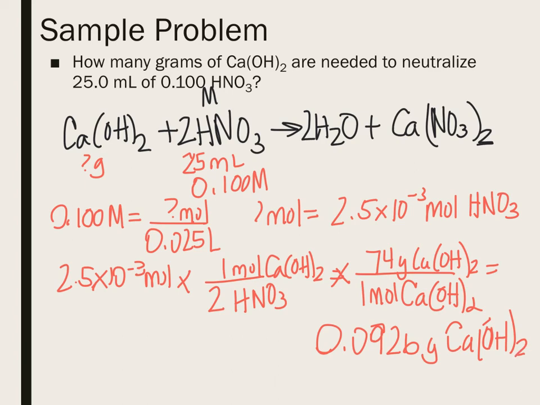So as you can see, we did the basic steps. We wrote the equation, we identified the information they gave us, we found the number of moles of the known part, which in this case was the acid, and we then changed it into the moles of the unknown part and finished out the problem. This problem asked me to find grams. Other problems may ask me to find volume or concentration depending on what I was given.